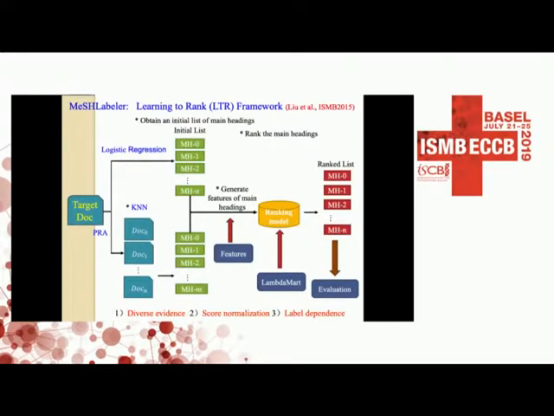Previously, we used the learning to rank model to predict the MeSH labels. Given a test document, at the first stage, we use different methods to get some candidate MeSH terms, and then we get some features, learn the ranking model, and rank the MeSH terms. There are a lot of advantages in this method. We integrate diverse evidence. We normalize the score from each component method. And we also consider label dependence in the model.